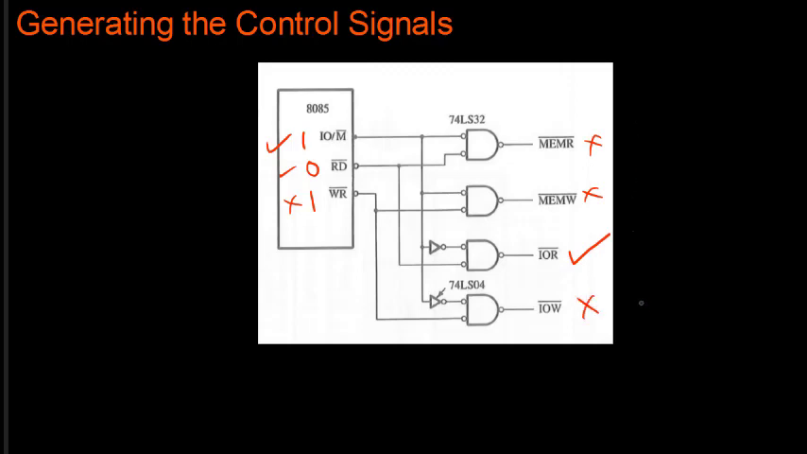Similarly, suppose we want to perform a memory write operation. For memory write, we will make this as 0, this as 1 and this as 0. For that purpose, this gets activated, it becomes 0, and all others are disabled, this is 1 1 1. So this is how the control signals are generated by the microprocessor.